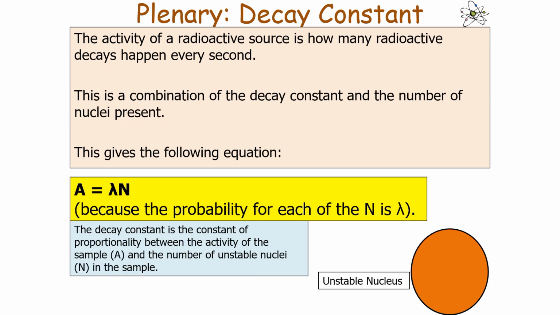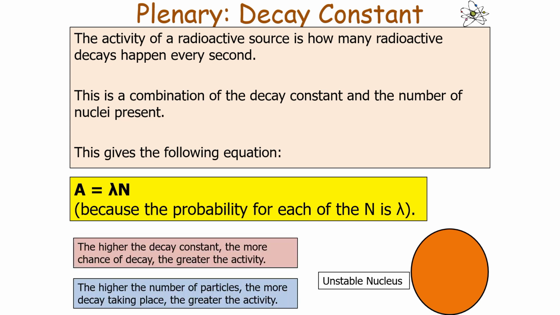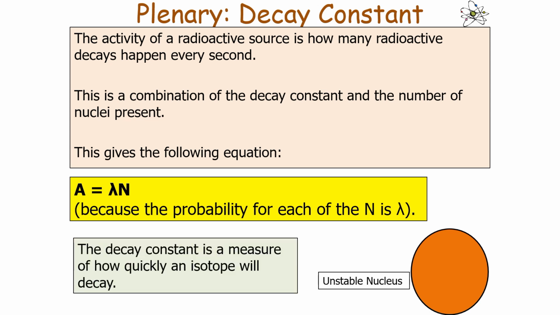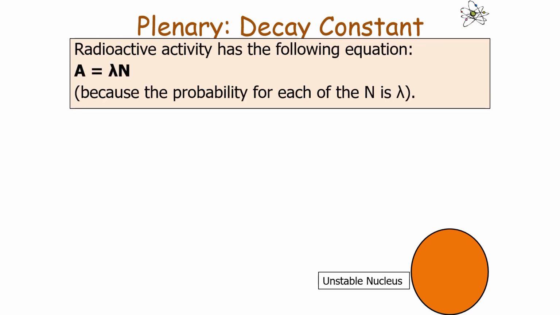Now the decay constant is the constant of proportionality between the activity of the sample A and the number of unstable nuclei n in the sample. So what this tells us is that the higher the decay constant, the greater the chance of the nucleus decaying, so the greater the activity. It also tells us the higher the number of particles, the more decays taking place, so therefore the greater the activity. So the decay constant is a measure of how quickly an isotope will decay. So like we said before, radioactivity has the following equation.